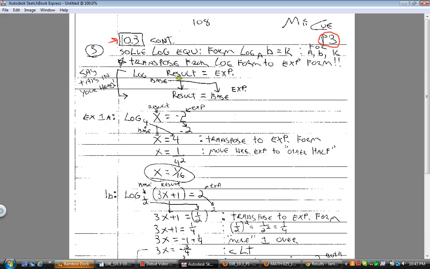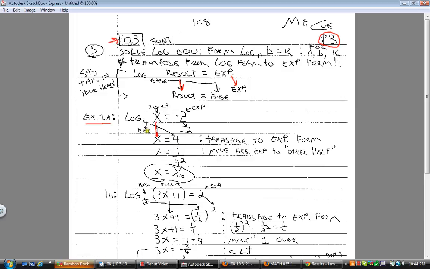My first step when I do these is I like to drop the result down and say result equals the base. I drop it over here and then I drop the exponent in. Okay, so let's try a couple problems. Turn around, we look at example 1a. It starts off saying log base 4 result x equals exponent -2. I convert it, and I like to start with step 1: I drop down the result.